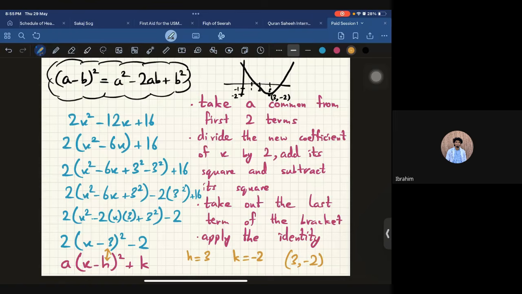Zubair, can you try explaining the completing square method? Please. Yeah, you can also try. Yeah, fast and sure.